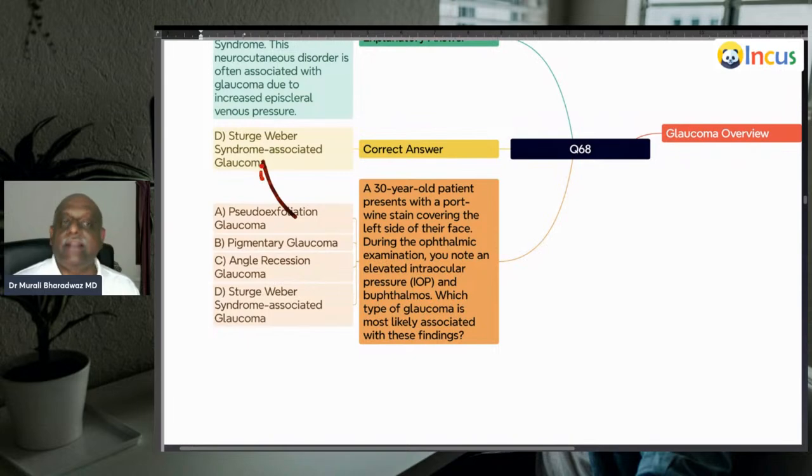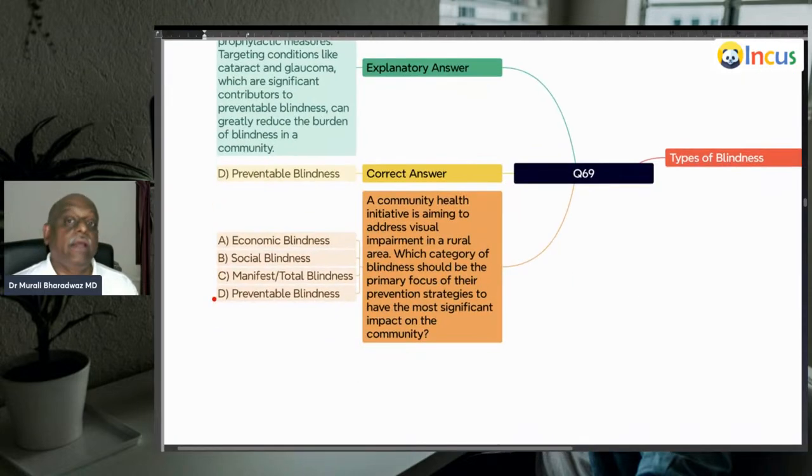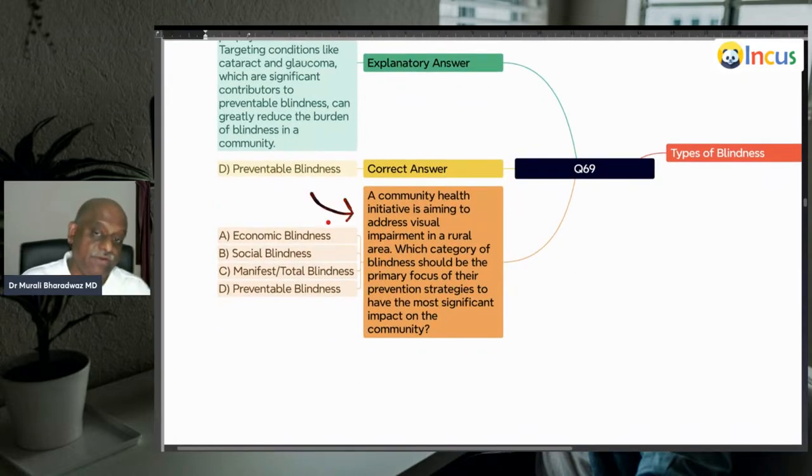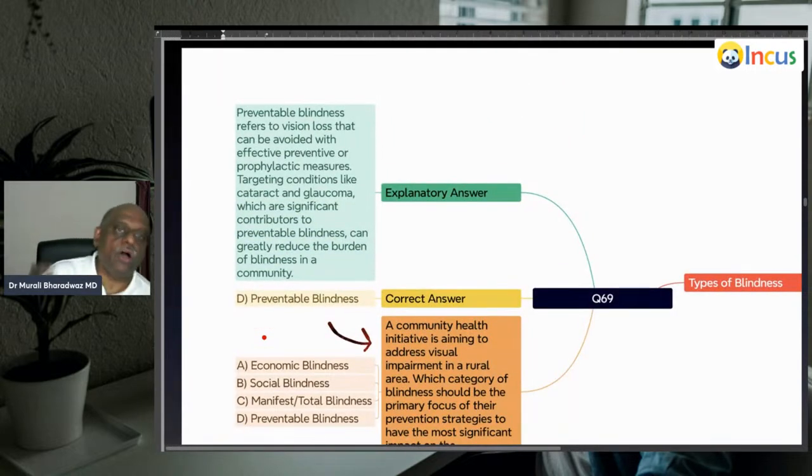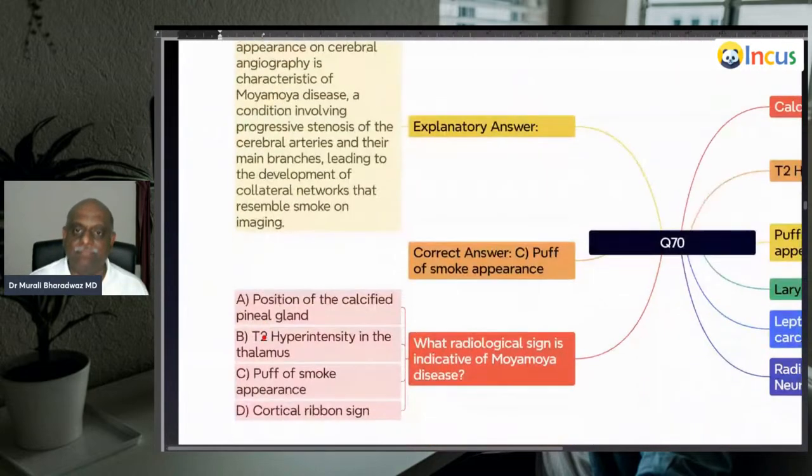Sturge-Weber associated glaucoma. A community health initiative is addressing visual impairment in a rural area. Which category of blindness should be the primary focus of their preventive strategy? Preventable blindness. It is vision loss that can be avoided by preventive, prophylactic measures targeting conditions like cataract and glaucoma, which are significant contributors to preventable blindness. That is what you need to remember.